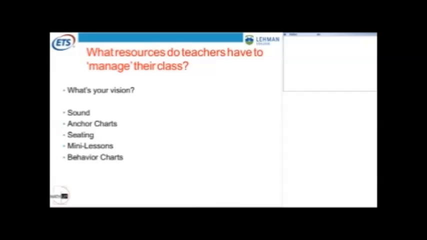So some of the resources that teachers have on hand, one is sound, and instructing our students about sound is really important. The other is anchor charts, and this is thinking about the environment as the second teacher, thinking about seating, how our mini lessons are like, and behavior charts. And these are components that I'm going to go over today.